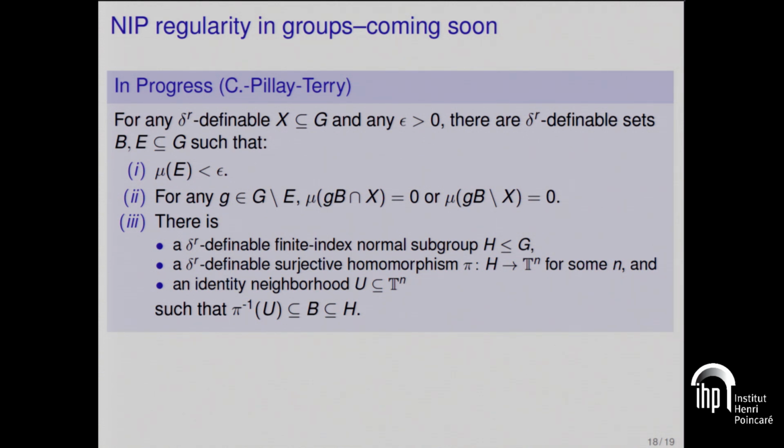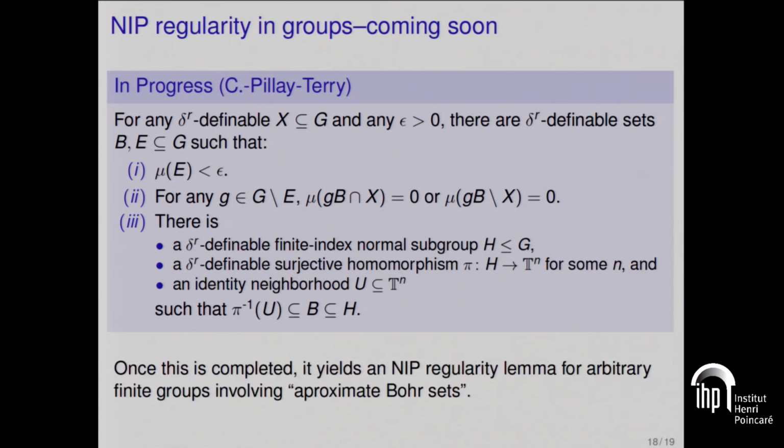OK, so then just to finish up here, this is what we're working on during this wonderful program. Once we finish this, it will pull down to an NIP regularity lemma, which I'm not going to state now. I'm out of time. But for NIP regularity, we're going to pull it down to the finite group setting without this bounded exponent assumption. And instead of finite index subgroups, we'll have these so-called, unfortunately, approximate Bohr sets, where this is even approximately the right word.